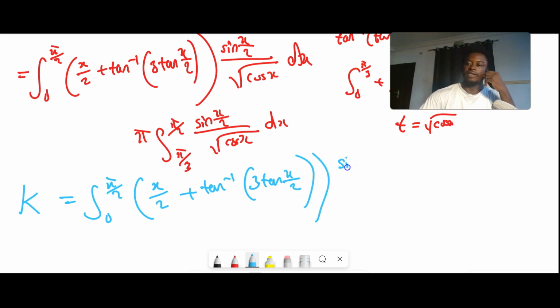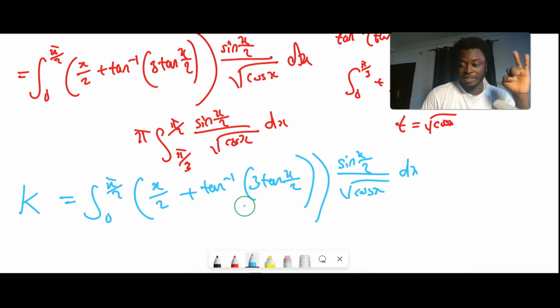Then sine of x over 2 divided by square root of cosine of x dx. Now, next up, how do we handle this? Even though we have done the hard part, it remains to be seen how we can take advantage of this substitution we have made now. Of course, the problem has been simplified considerably, but the work is not done yet.